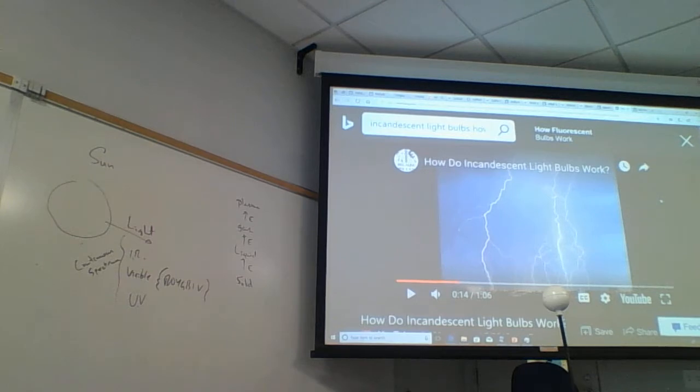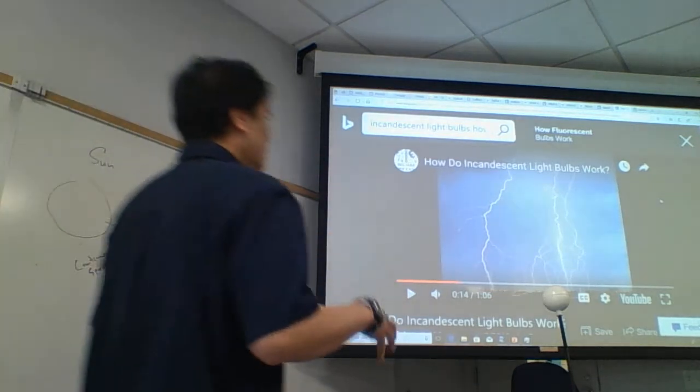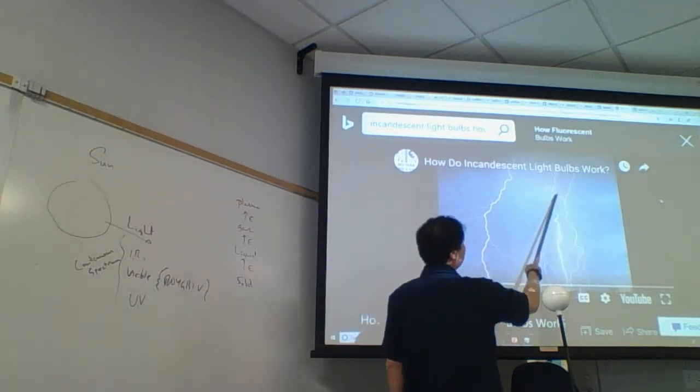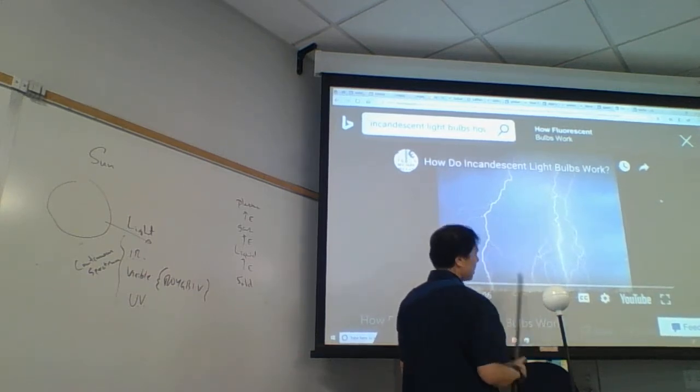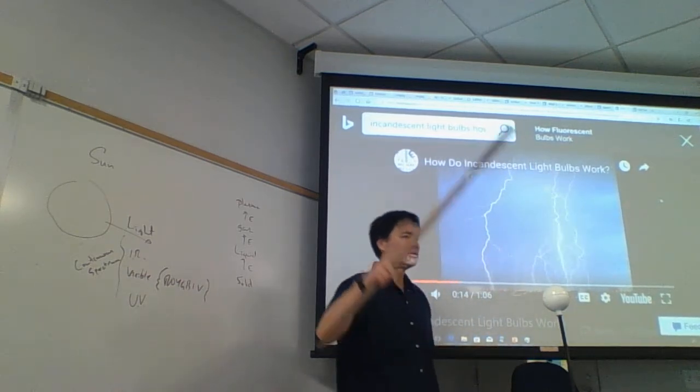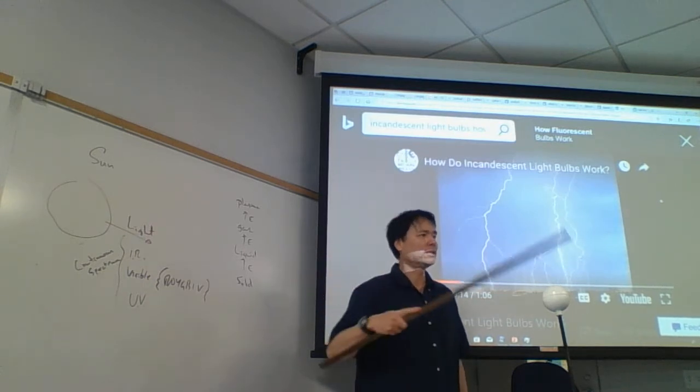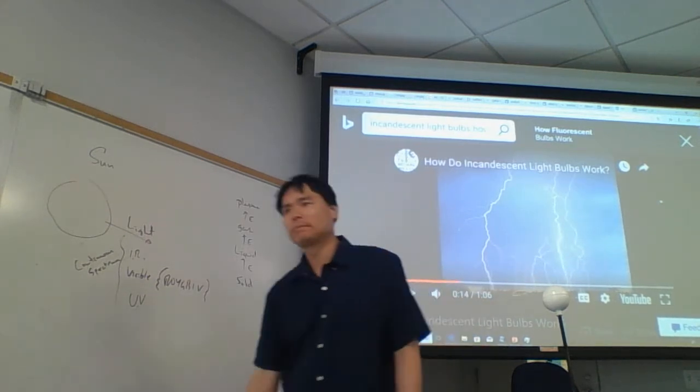One way to calm the lightning bolt down is to lower the pressure of the gas. If we lower the pressure of the gas, then you aren't going to have as many collisions causing this kind of pattern. And so you can make a more controlled lightning bolt just by lowering the pressure.